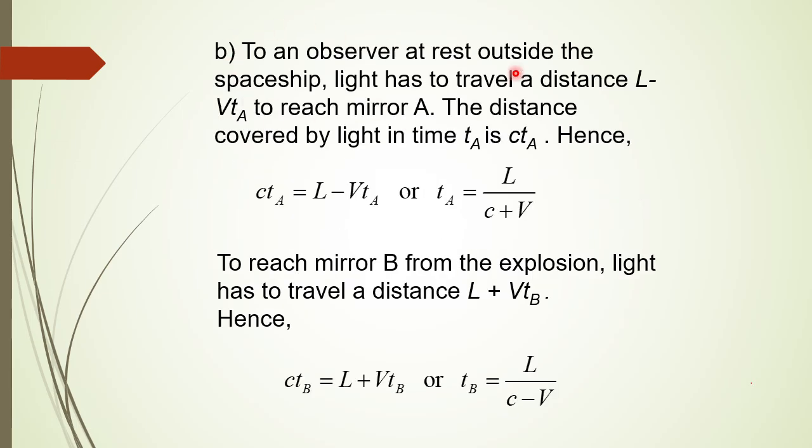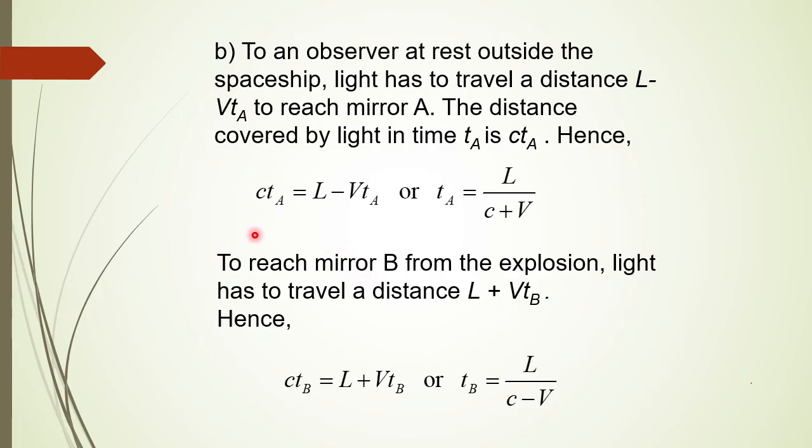Now, for an observer at rest outside the spaceship, the light from the explosion still has to travel to the two mirrors, but the light won't travel a distance L, because the back of the spaceship is moving towards the source. So we expect that this time should be shorter. Mirror B is at the front of the ship, and the front of the ship is moving away from the source, so this time should be longer.